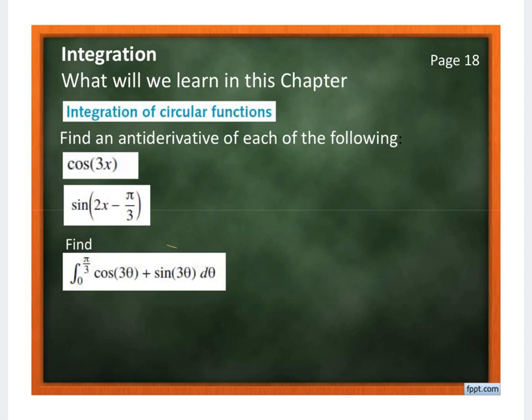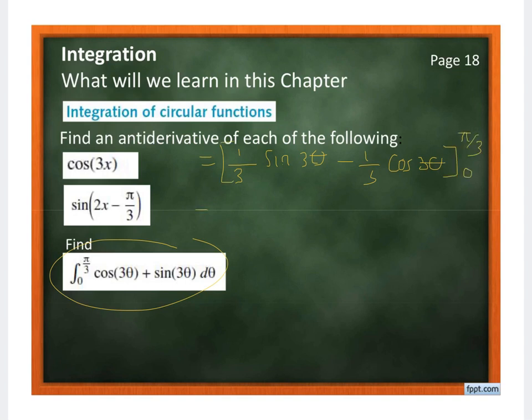For number 3, equal 1 over k, the k is 3, sine 3 theta. Sine becomes minus 1/3 cos 3 theta, between 0 and pi over 3.